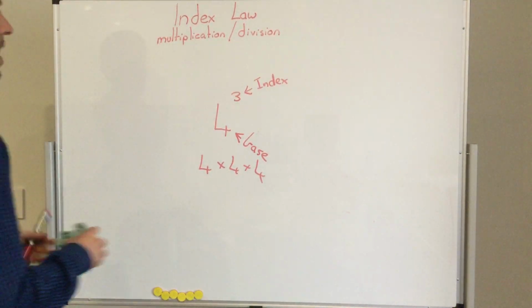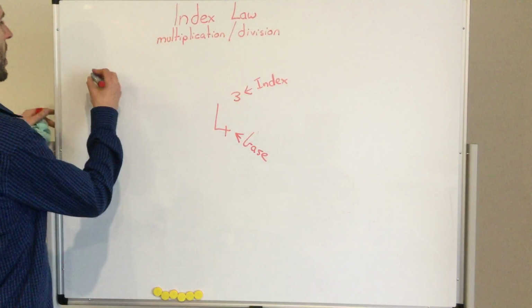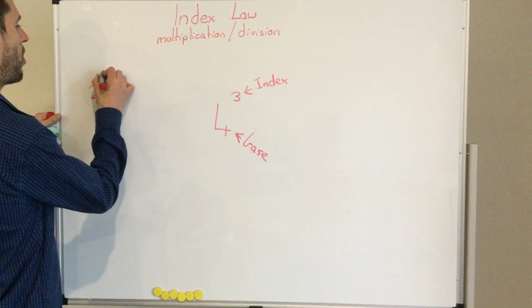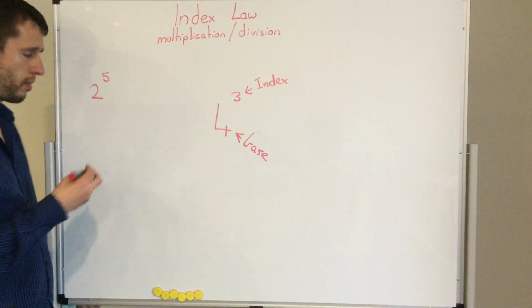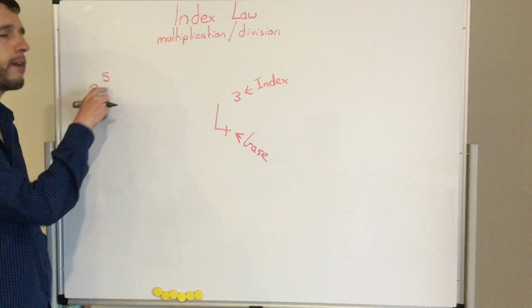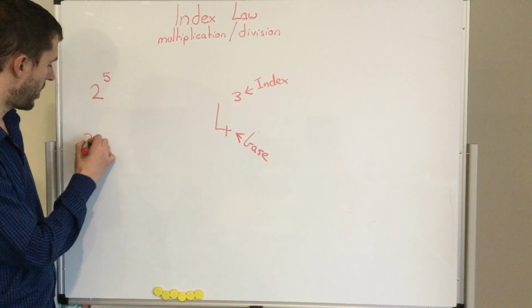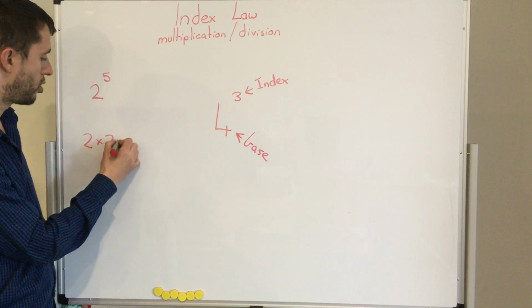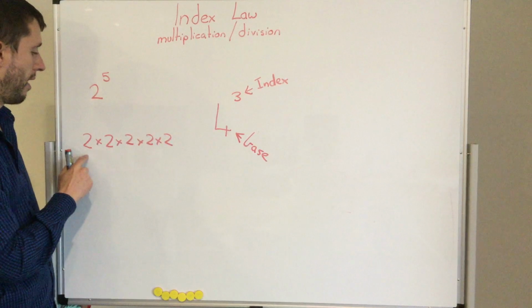Just like if I have 2 to the power of 5. 2 is my number that I have, and I've got it 5 times. So I'm multiplying 2 by itself 5 times. So 1, 2, 3, 4, and 5.